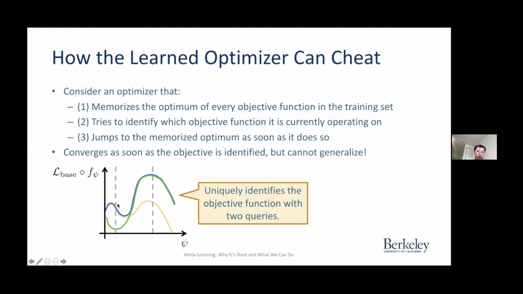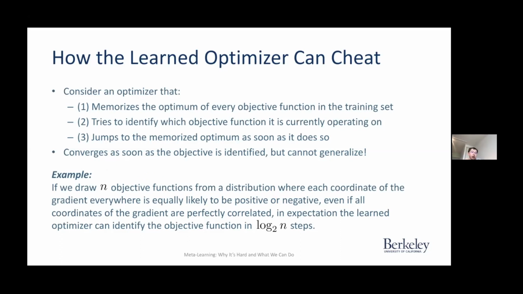This is a picture that shows, if you have 3 different objective functions that look like this, you can have 2 queries. You just query 2 locations and figure out, with the first query, whether it's the green or the blue or the yellow curve. And then with the second query, if you have determined it to be either blue or yellow, you can figure out whether it is blue or yellow. So with these 2 queries, you can figure out which one of the objective functions you're dealing with.